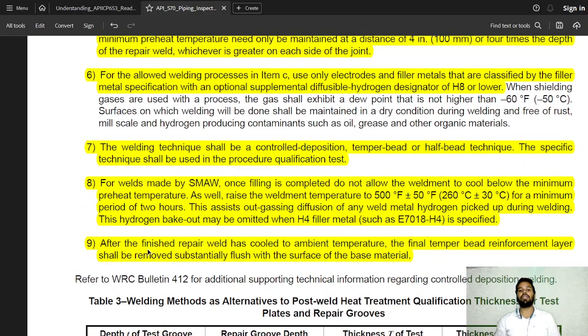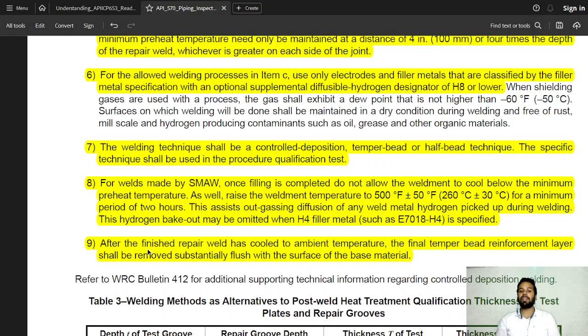For the allowed welding processes in item C, use only electrodes and filler metals that are classified by the filler metal specification and optional supplemental diffusible hydrogen designator of H8 or lower. Welding technique shall be controlled deposition, temper bead or half bead technique. The specific technique shall be used in the procedure qualification test.